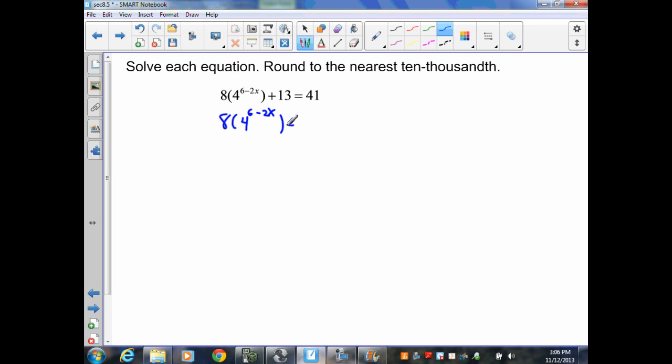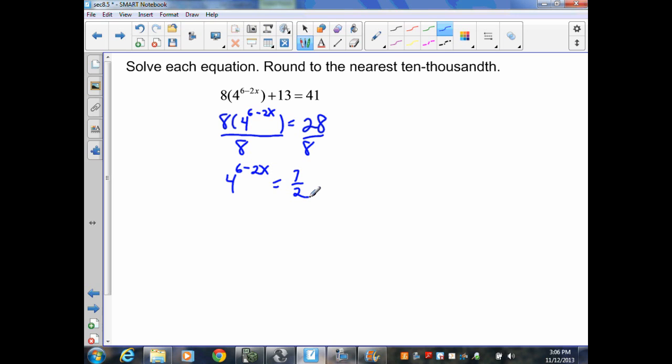And I'm going to subtract 13 on both sides. And when I do, that's going to give me 28. Now I'm going to divide by 8 on both sides. And that will isolate my base of 4 and its exponent of 6 minus 2x. And when I simplify on the right, dividing top and bottom by 4, that's going to give me 7 halves.